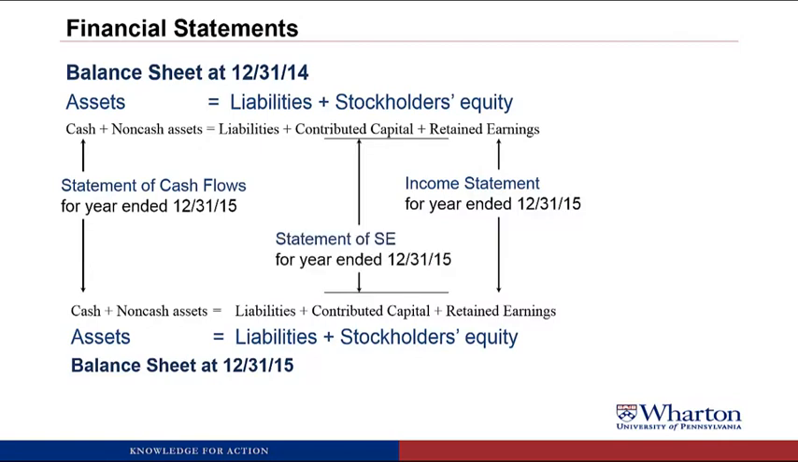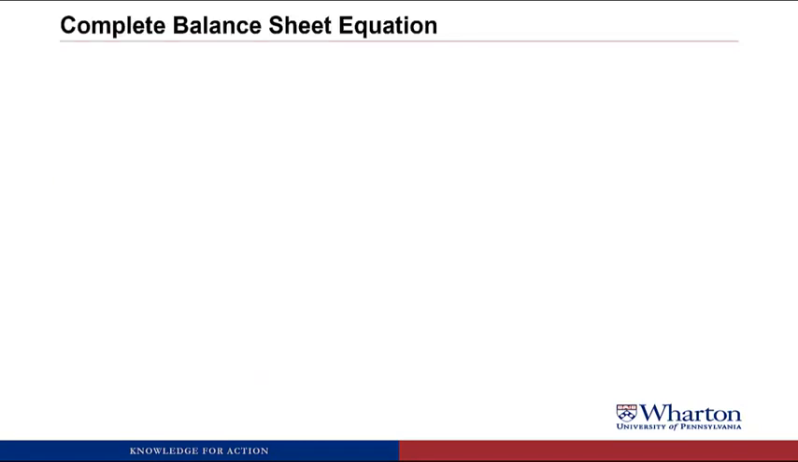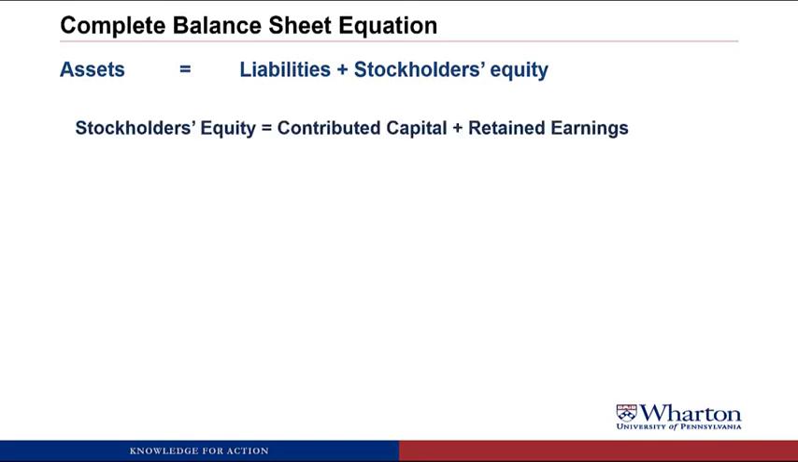Of course, we also have to mention the statement of stockholders' equity, which explains the changes in stockholders' equity between two balance sheets, which we will talk about more later in the course. What I want to do next is show you how everything that we're going to talk about fits into this balance sheet equation. So we talked about how stockholders' equity has two components: contributed capital, which is the money that we raise from shareholders, and retained earnings, which is what we create by operating the business.